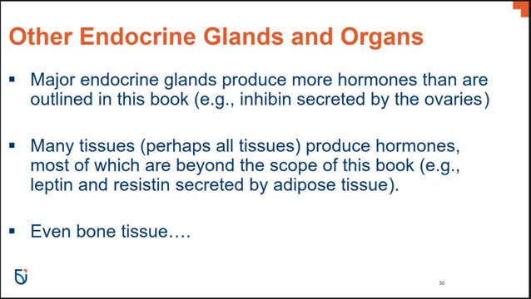There are other endocrine glands that exist within our body aside from the ones that we've already spoken about today. And we can sort of state generally that many tissues in our body produce hormones, but it's really beyond the scope of the textbook and certainly the scope of this course to be covering all of those.